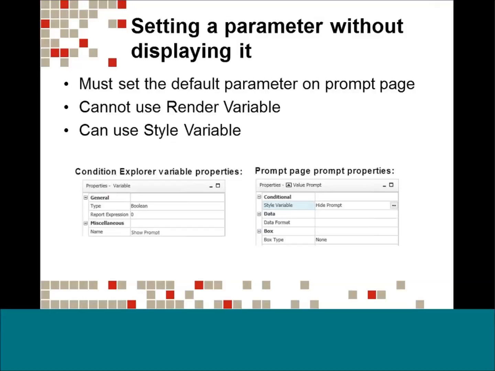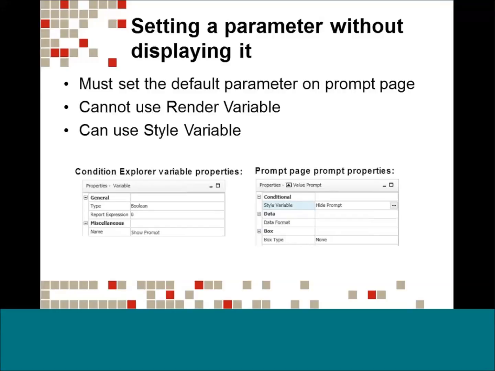You can use the style variable. So there's 2 steps to this. We've just created the step on the left that you see in the picture, the Condition Explorer variable properties. We went to the Condition Explorer. That's in the center of Report Studio, beneath the Page Explorer and the Query Explorer. We created a new Boolean variable. We set it to 0.